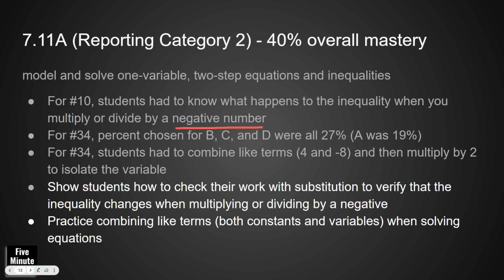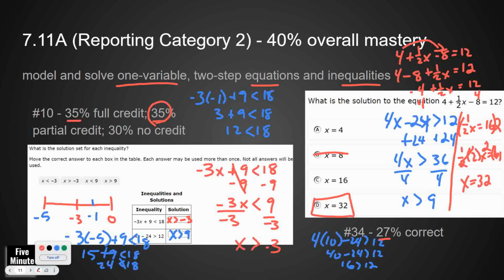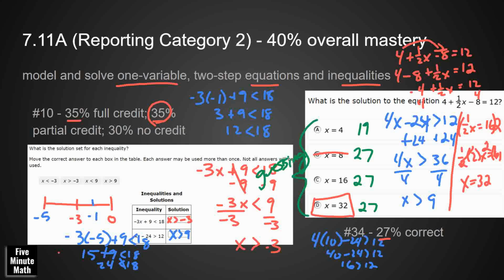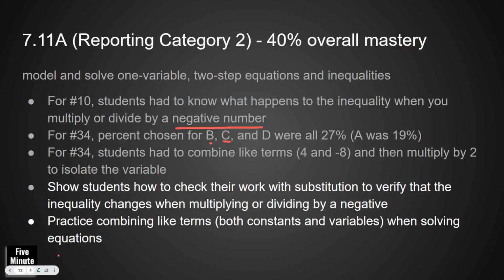Now look, for 34, the second one, B, C, and D were all 27%. So let's just think about that for a second. B, 27, 27, 27, 19. So there's no guarantee that anyone that got D actually knew what they were doing. This is 100% indicative that there was a lot of guessing going on in this particular item. That was extremely difficult for students.